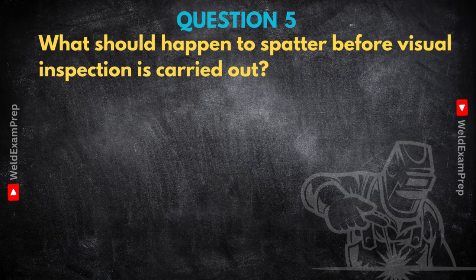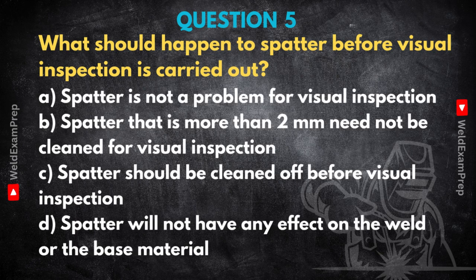Okay, last question for this dive. This one feels very practical, almost day-to-day stuff for an inspector. Question 5. What should happen to spatter before visual inspection is carried out? Options. A. Spatter is not a problem for visual inspection. B. Spatter that is more than 2 mm need not be cleaned for visual inspection. C. Spatter should be cleaned off before visual inspection. D. Spatter will not have any effect on the weld or the base material.